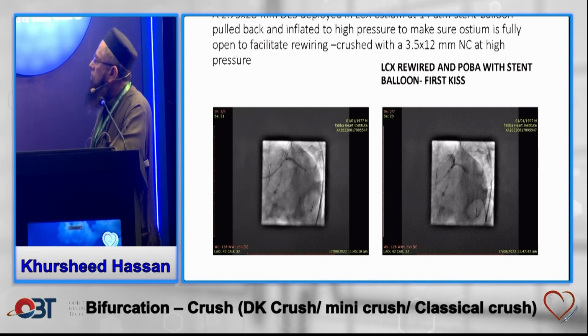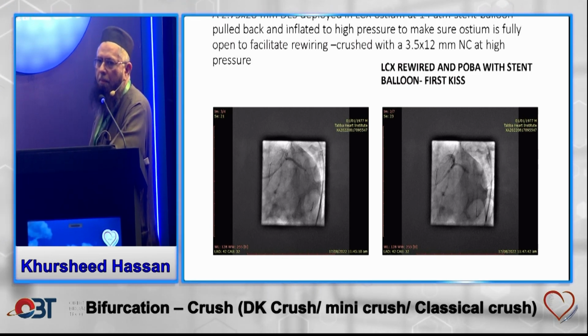So crushed with the balloon in the left main, 3.5 high pressure, recrossed, and this is the first kiss.